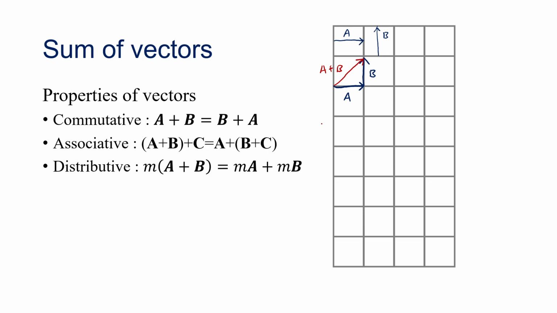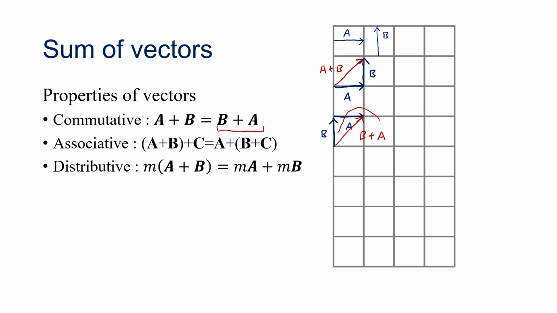And now I am going to show you the first property. This is commutative. We already have a result of A plus B. Let's see what we will get if we do B plus A. We first start by drawing B. This is the vector B, and we attach the vector A to it like this. And you can see here the resultant vector will be something like this. This is B plus A.